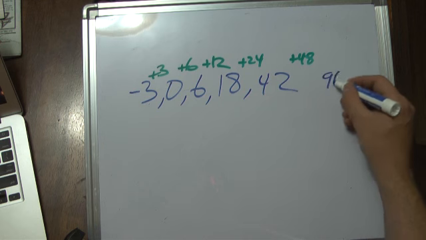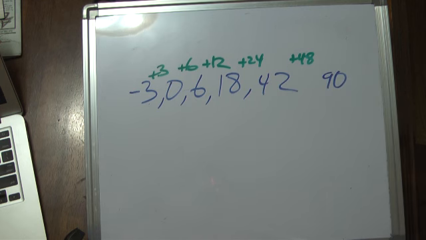Read the question carefully. The question says, what is the 8th term of the sequence? And how many people got fooled on that one? About 1/4 of you got fooled on that one. You went with choice A, you gave me the 6th term. You got to give me the 8th term.